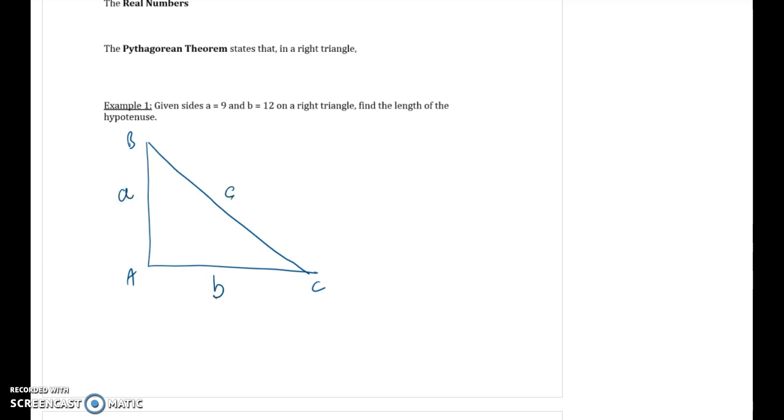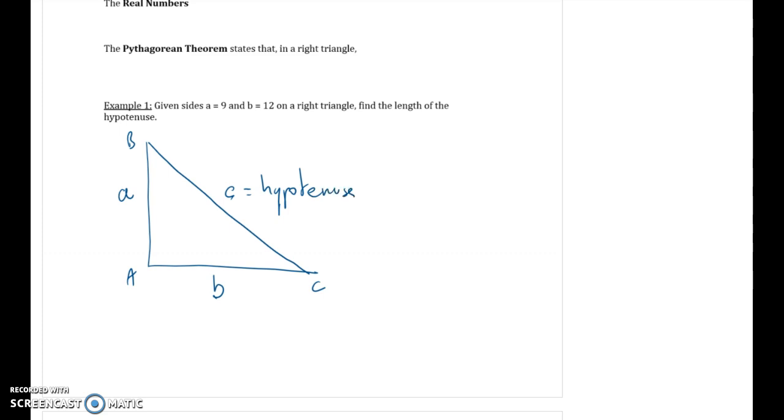Therefore, the longest side will be named C. I could name the longer side whatever I want. This longer side is the hypotenuse. Okay, it is the hypotenuse. There is no H in hypotenuse.